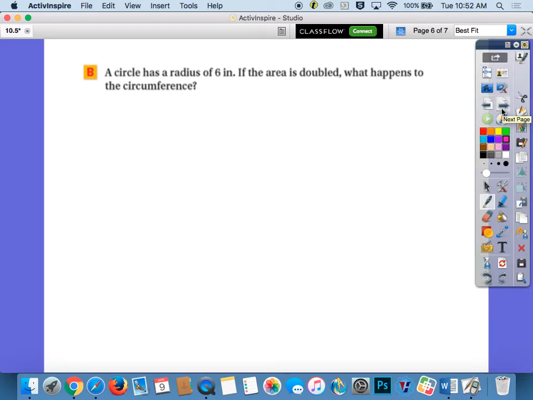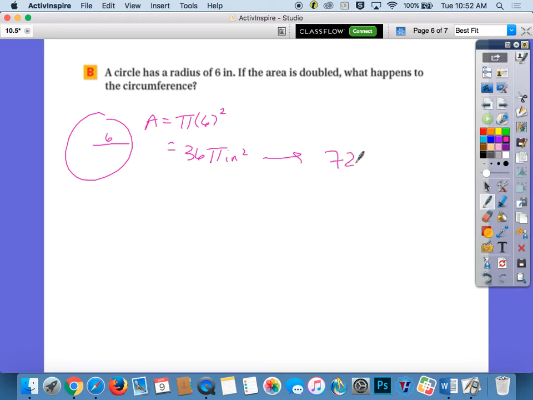One more example here, just so you guys can get the rhythm for it. A circle has a radius of 6 inches. The area is doubled. What happens to the circumference? So here's my circle. My radius is 6 inches. Let's find the area of this guy. Pi r squared is going to give me 36 pi. And again, guys, keep it in terms of pi. You're just dealing with the numbers here. Now if I double the area, and of course this is inches squared, I end up getting 72 pi inches squared. I just multiplied this by 2, and pi's coming along for the ride.